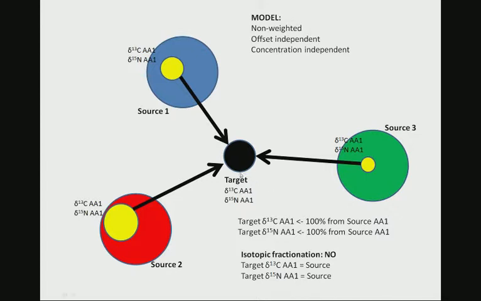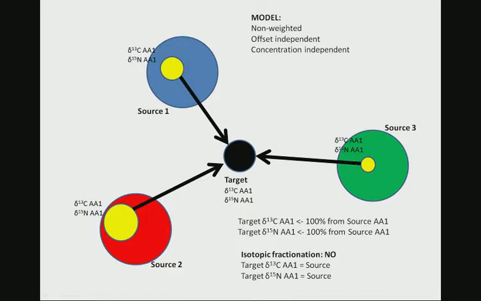So as I said, you have your target, and you have one amino acid 1, and for this amino acid you measure your delta C13 and your delta N15. So you have these two proxies. Now, in your three different sources, you'll have the same type of amino acid 1, present in different amounts in each source, and you will also have the data concerning the isotopic ratios of carbon and nitrogen measured in this amino acid for each source.